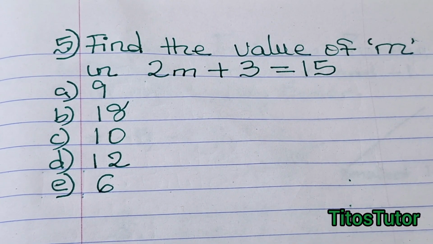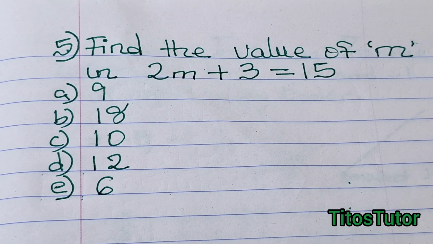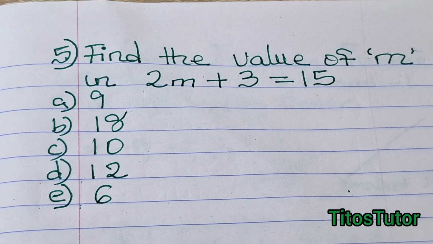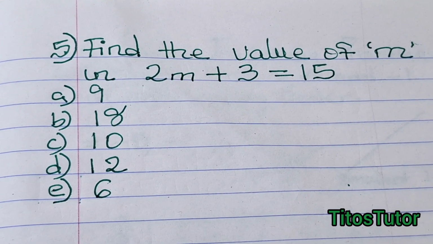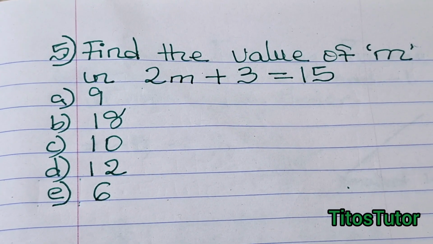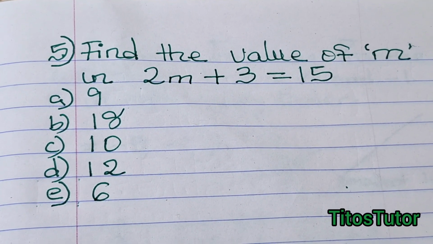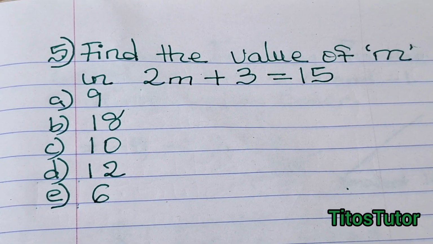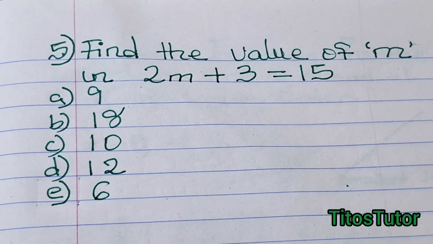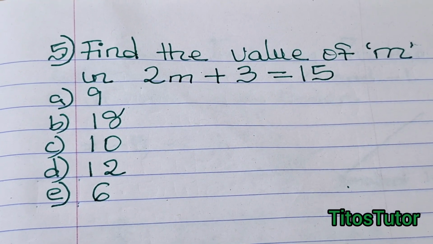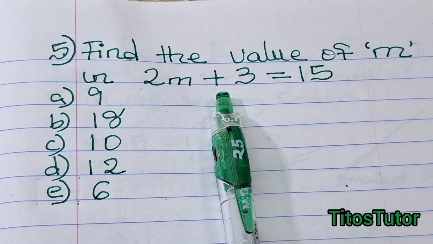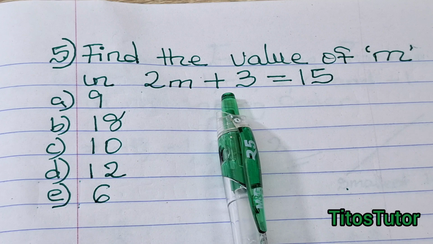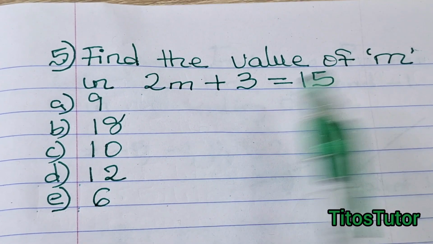Here's our last question for this video. It says, find the value of m in 2m plus 3 equals 15. Algebra. I know by now you will all know that algebra is my favorite, right? Okay, so to solve this question, all you need to do is collect like terms. There's 15 on this side and there's 3 on this side. 15 and 3 are both constants, so you can bring them together.